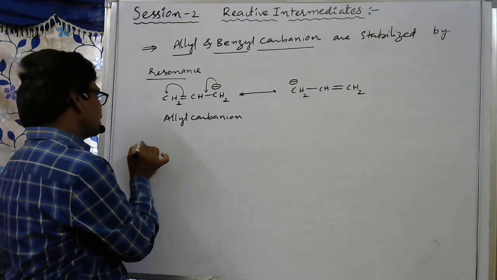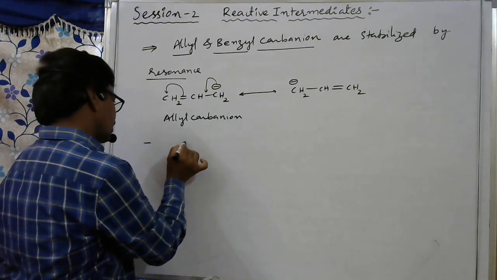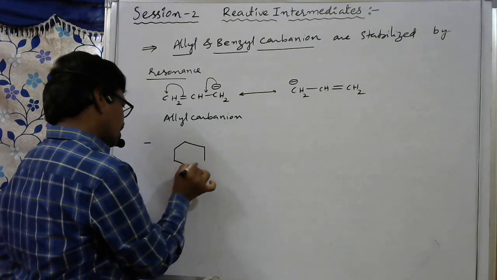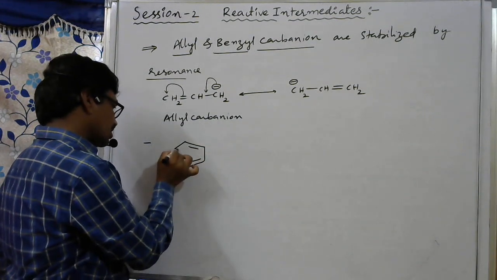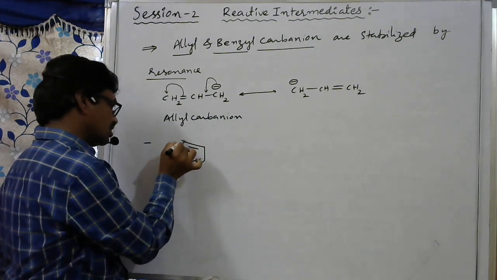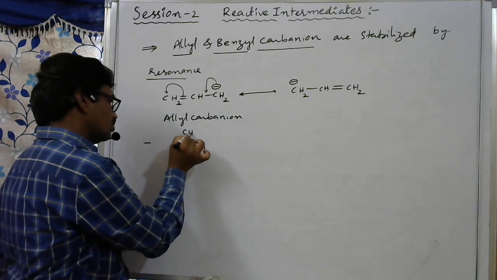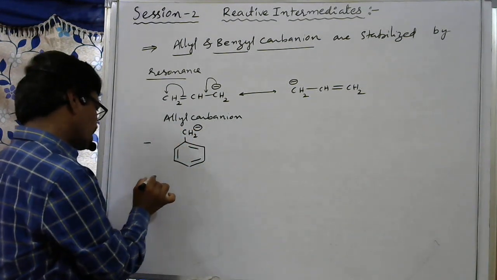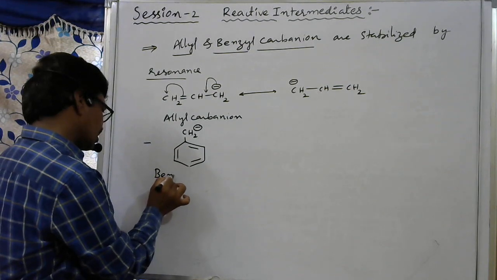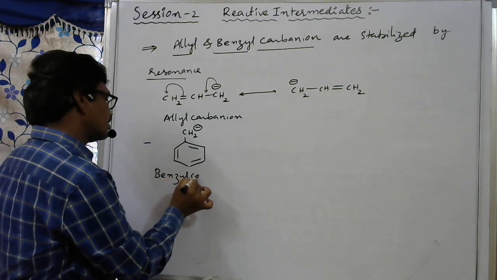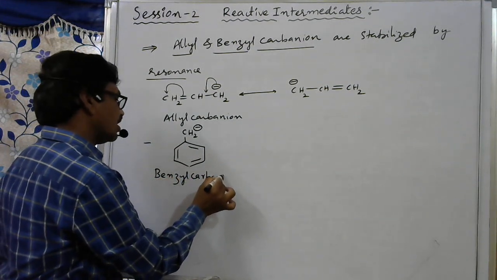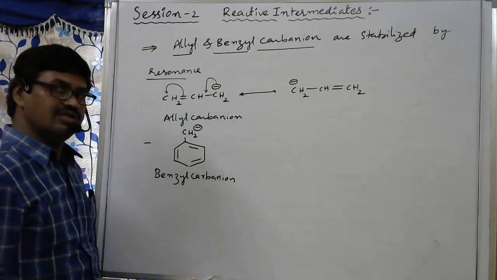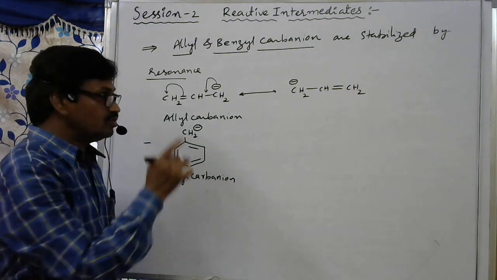Similarly, I am writing the benzyl carbanion: above the benzene ring, otherwise this is a phenyl, now CH2 here with a negative charge. This is the benzyl carbanion. So it is also stabilized due to resonance only.